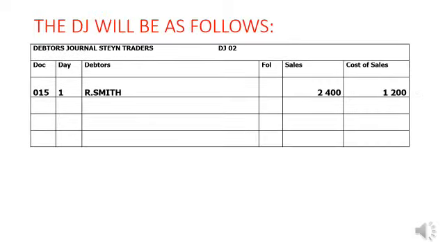So your DJ therefore will be looking like this. Remember, we are selling to R. Smith. So you come here, we have been told that our source document, the invoice, is 015. We write it there. Then the day is day 1. Okay, who is the debtor? It's R. Smith. And then we come to the sales column. It's given, everything's given, we have nothing to calculate. The amount was 2,400, and then the cost of sales was 1,250. So that is how we are going to record the transaction that happened on the what? On the 1st of March.